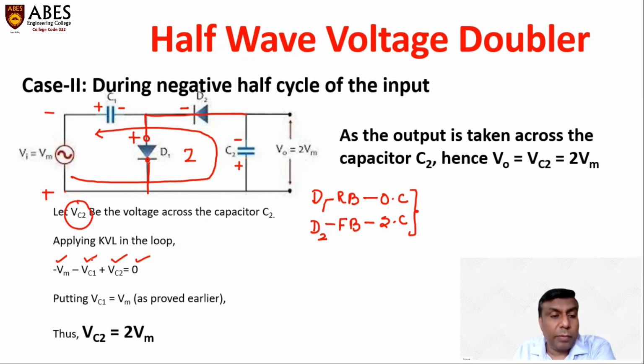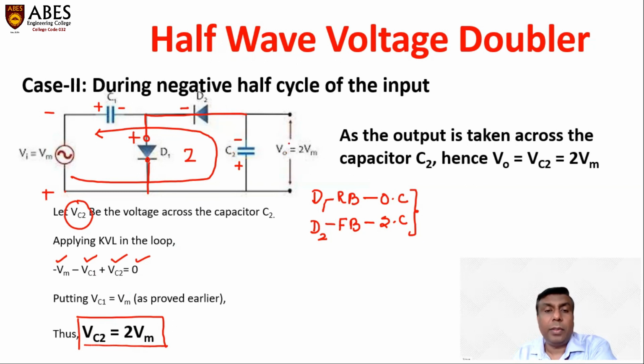Here we will put the value of Vc1, which we found in case number 1. The value of Vc1 is equal to Vm, as proved earlier. By putting the value of Vc1 here, we get Vc2 equal to twice Vm. It means the voltage across capacitor C2 will be equal to twice Vm. This is how we have calculated the voltage across capacitor C2.